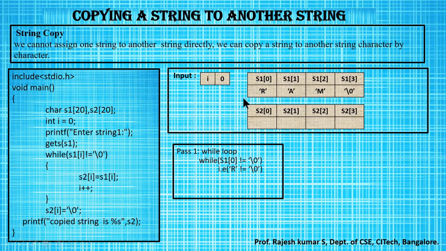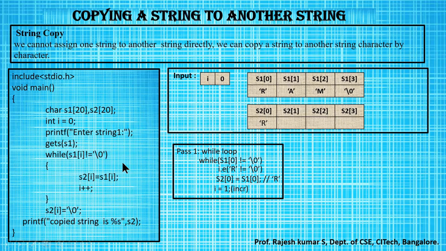While entering inside the while loop, this value should be stored at this location. So how do we write it? S2 of I is equal to S1 of I. The value present in this should be assigned to this. So here you can see I value is 0. S2 of 0 is equal to S1 of 0. What is the value present in S1 of 0? R is present. R is assigned to S2 of 0. First, the assignment takes place. You can see here the value R gets inserted in S2 of 0. Then the increment takes place. Now, when I increment, I value will become 1.